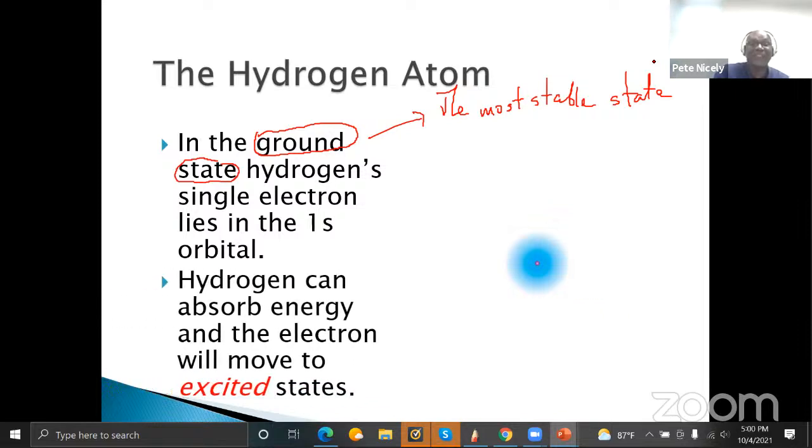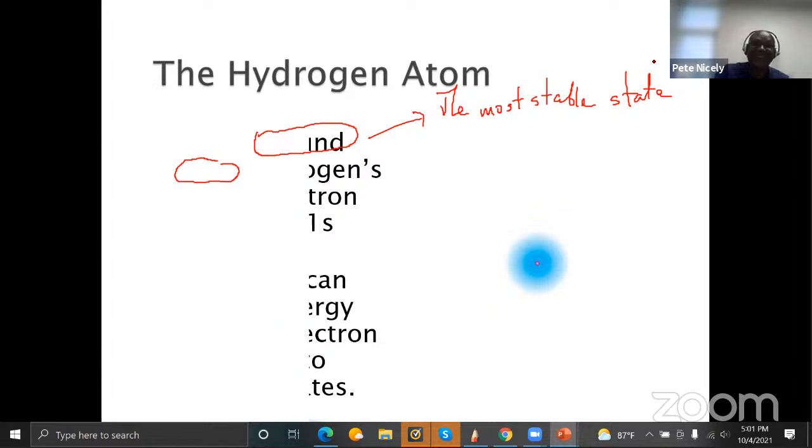And then what can happen is that the hydrogen atom can absorb energy, and that energy would be used by the electrons to be promoted to higher states or higher energy orbitals. So we call those states which are not the ground state the excited state. So if the electron is promoted from n equal 1 to n equal 2, then the electron in the n equal 2 shell or energy level is said to be in an excited state, all right?